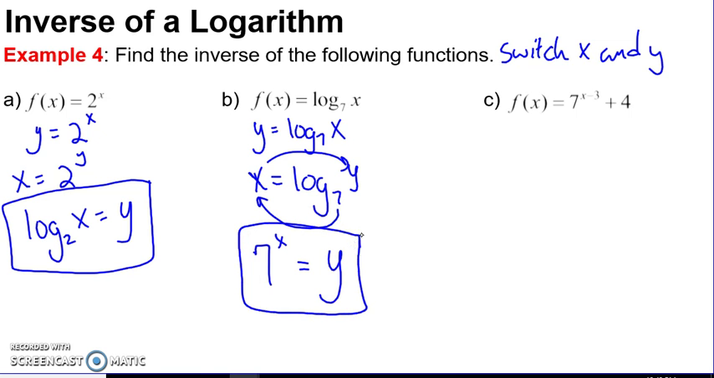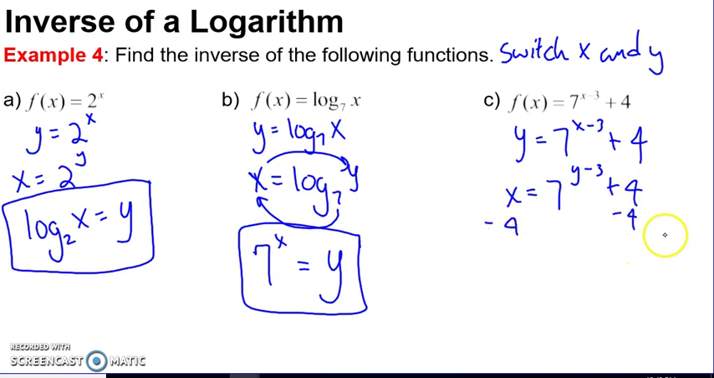Letter C is a little different. So we have y equals 7 to the x minus 3, plus 4. I have to switch x and y. So I get x equals 7 to the y minus 3, plus 4. Then I need to go ahead and move the 4 to the other side. So I'll subtract 4 from both sides. It's just so I can get everything with an exponent by itself. So I'll have x minus 4 equals 7 to the y minus 3.